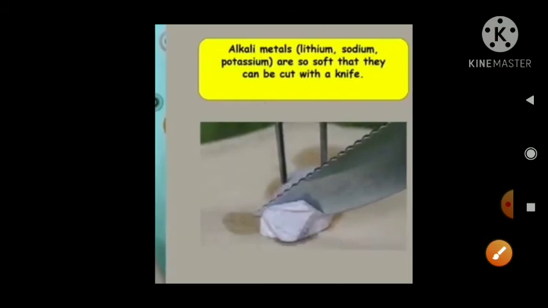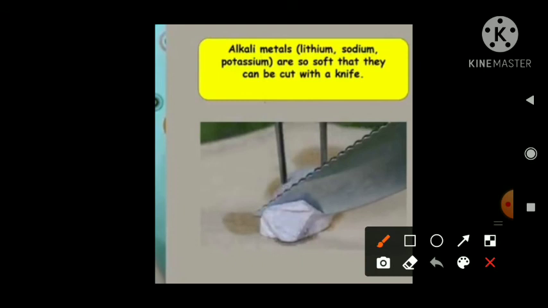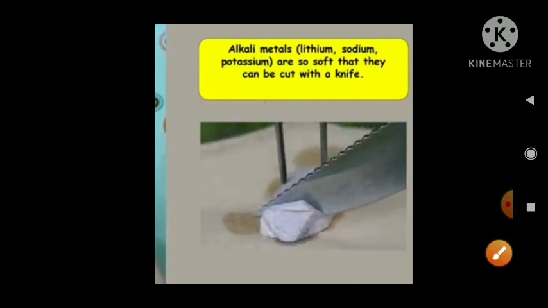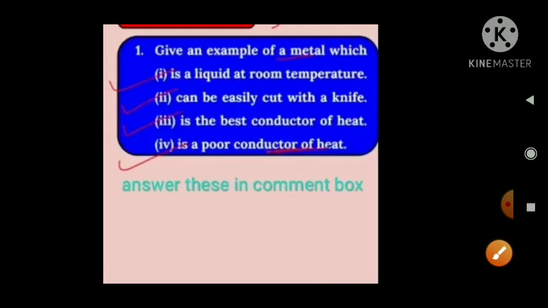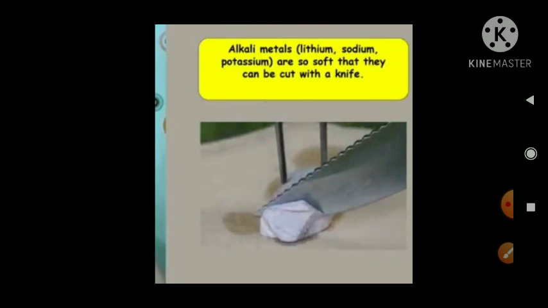So what are alkali metals? The alkali metals lithium, sodium, potassium are so soft that they can be cut with a knife. One of the properties of metals is that they are hard, but sodium, potassium and lithium are very soft and can be cut with a knife. As shown in the image, these are called alkali metals. So the session has ended; our properties of metals and non-metals are finished.